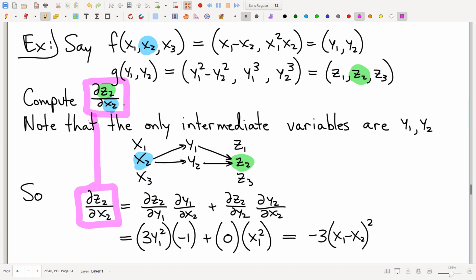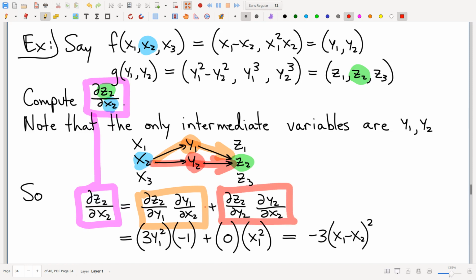Well, there's two different paths. This first path that goes by way of y1 gives you what you might want to call the y1 term. And this second path that goes by way of y2 gives you this y2 term. And there you go. No fuss, no muss. I didn't have to write down any matrices. Just keep track of what your intermediate variables are, what depends on what, and boom, formula. And then you compute the appropriate partials.